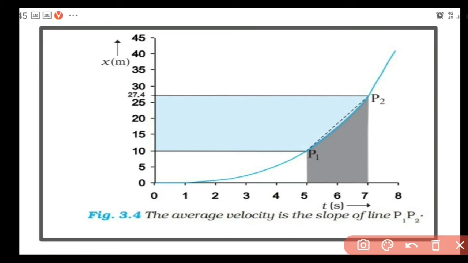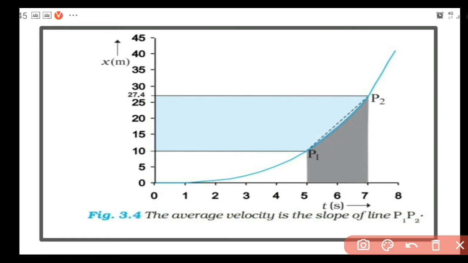So in the case of a body in uniform motion, simply the slope of the position time graph gives average velocity. In the case of a body in non-uniform motion, the slope of the chord joining the two points corresponding to the time interval gives you the average velocity. So how to find average velocity from a graph? That's what I explained now.